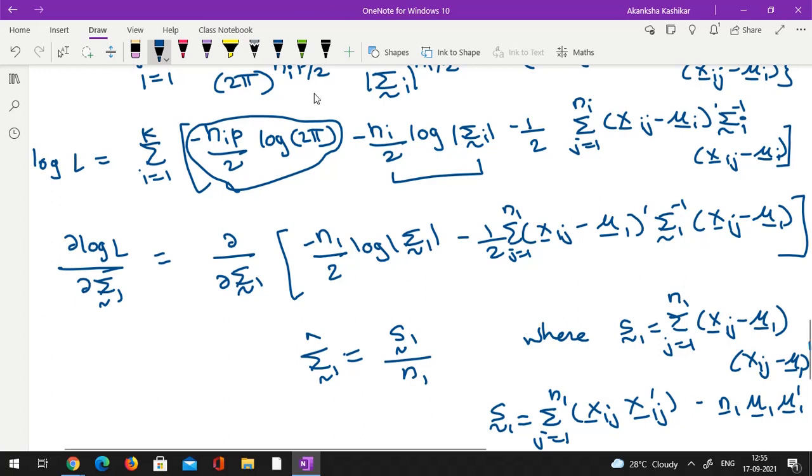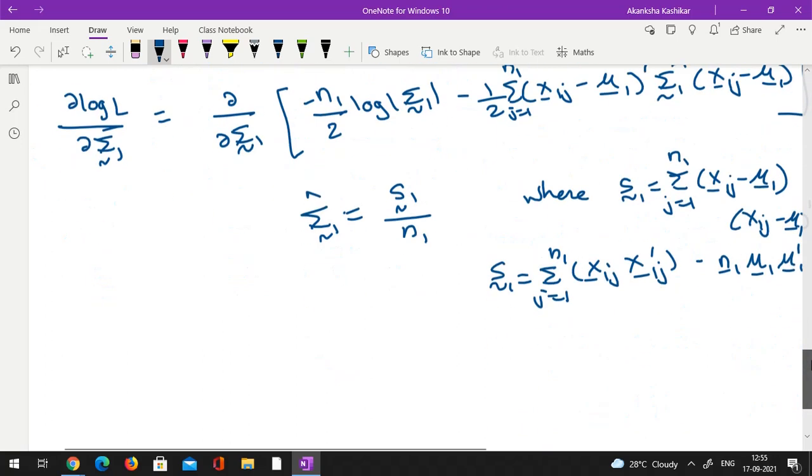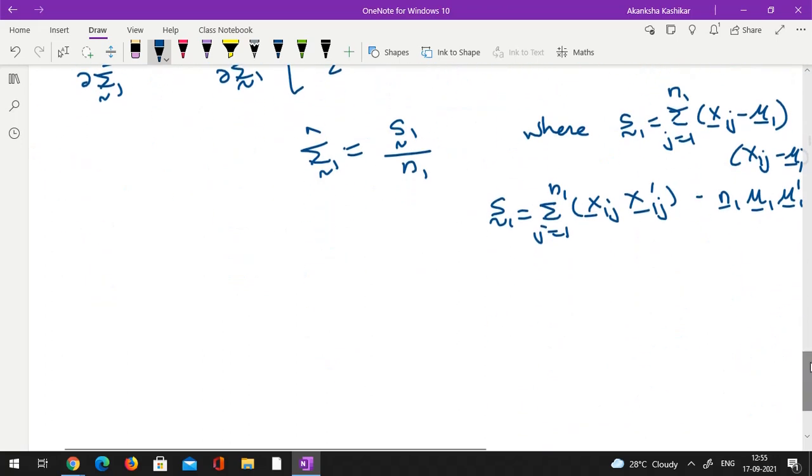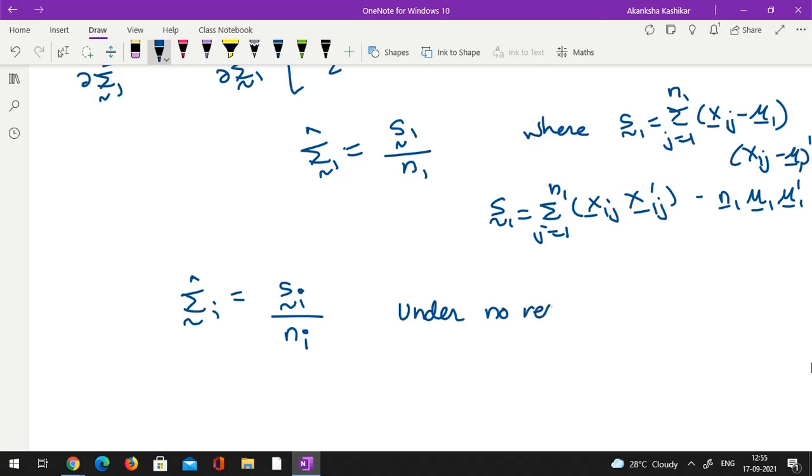So in general, when we are in the overall setup, not under H0, I will have sigma i hat as Si, that is the CSSP matrix of the corresponding sample, divided by the corresponding sample size. Okay so far? Under no restriction. No restriction means overall setup.